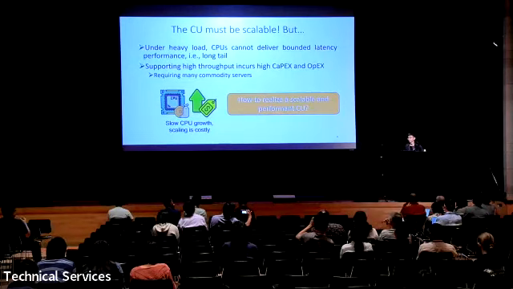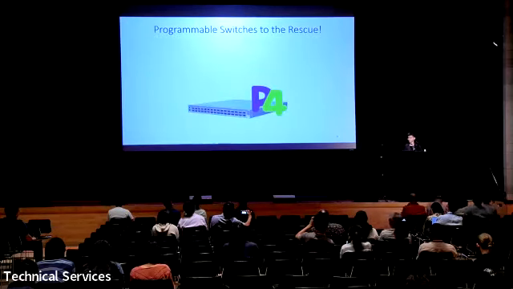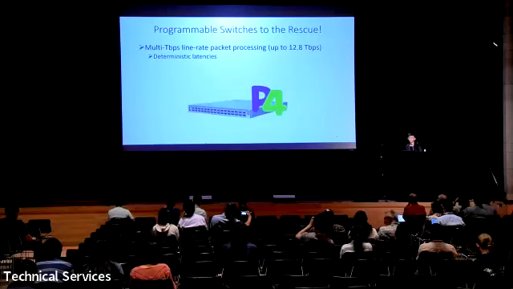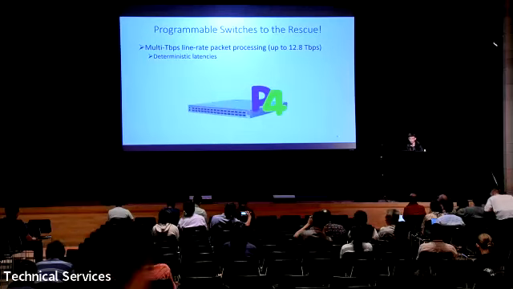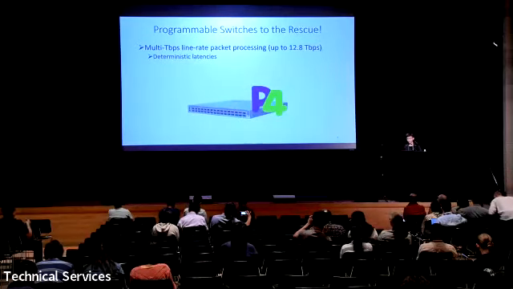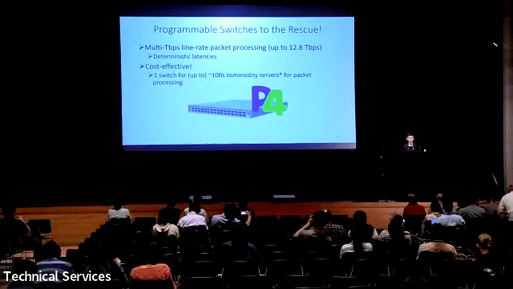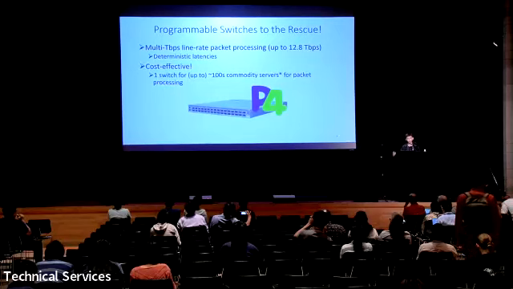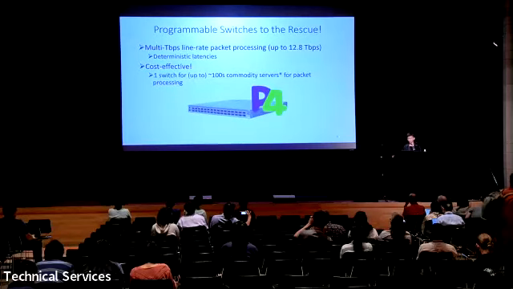In this community, we are familiar with programmable switches. So obviously, programmable switches come to the rescue. We all know that programmable switches are excellent devices for packet processing. They deliver multi-terabits of line rate packet processing, like the Tofino 2 at up to 12.8 terabits per second. They give us deterministic latencies, and of course, they are cost effective. One programmable switch has the potential of replacing up to hundreds of servers. We have significant cost reduction and power reduction.